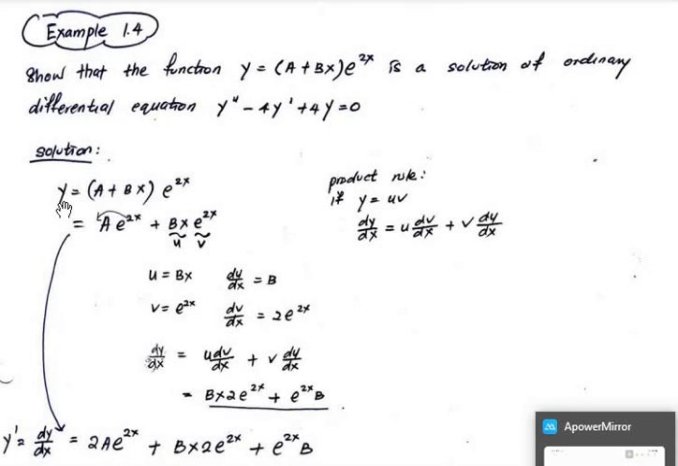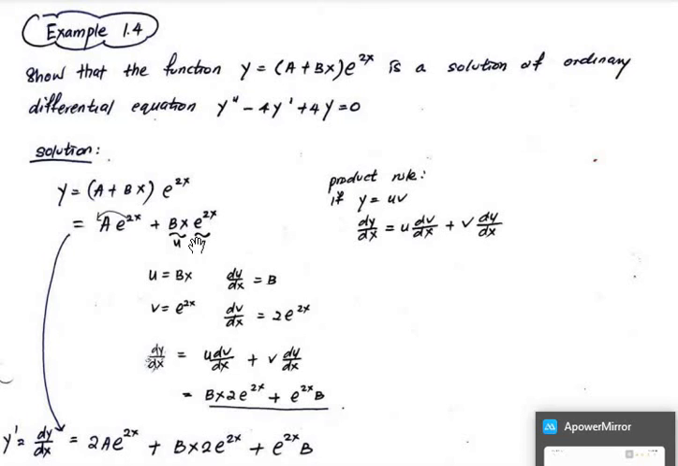Okay, so now you have the y here. Then you need to find the y prime. Differentiate the y, you get the y prime. So you need to differentiate this equation. If you look here, this is bx e^(2x), so you cannot differentiate directly. So you need to use the product rule. This product rule is: y equals uv, then dy over dx is u v prime plus v u prime.